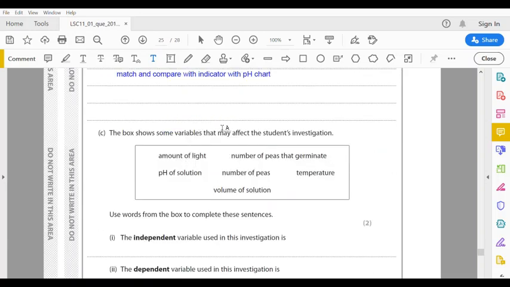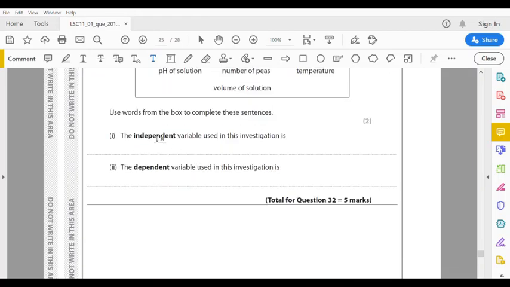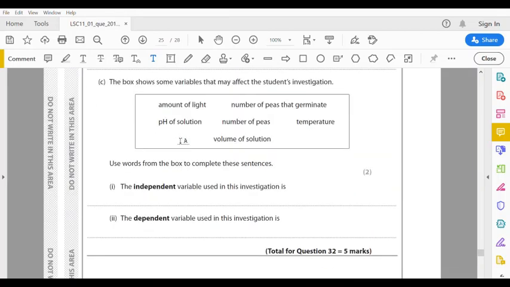The box shows some variables that may affect the student's investigation. The independent variable they are asking. Actually they are changing the pH of the solution. So the independent variable is pH, simple p, capital H. The pH of the solution is changed. Depending on that, the number of peas germinated will change.